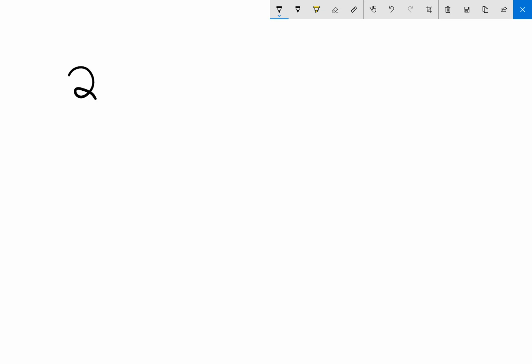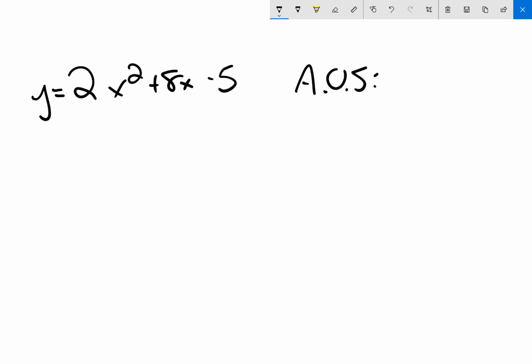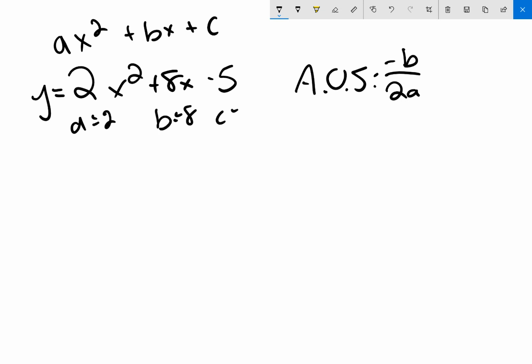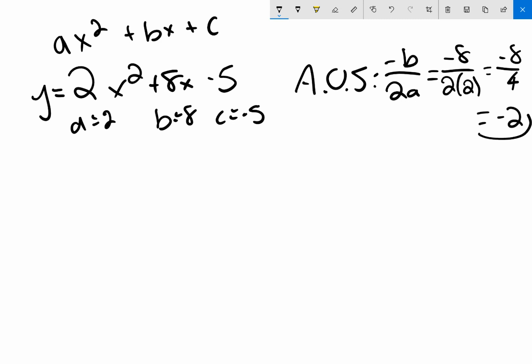My example problem is y equals 2x squared plus 8x minus 5. To find the axis of symmetry, which I'll abbreviate AOS, the formula is -b over 2a. Remember that here it's ax squared plus bx plus c, so a is 2, b is 8, and c is -5. I'll plug a and b into my formula: -8 over 2 times 2, which is -8 over 4, which is -2. So my axis of symmetry is x equals -2.